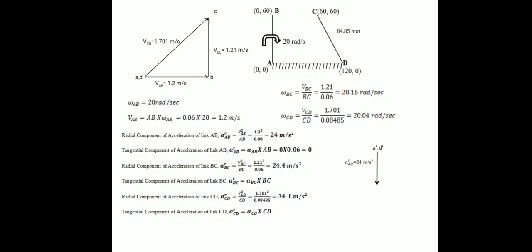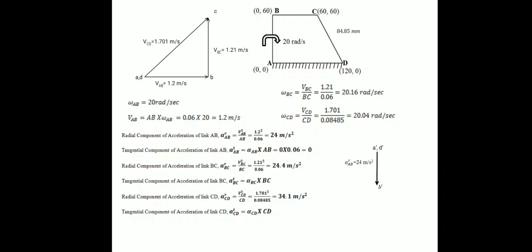This is AR. Now we need to find AT AB, that is the tangential component of acceleration of link AB, which is 0. Since the input acceleration is not given, we can take this as 0. So the final point B dash will be this one. This is the final value of B dash.